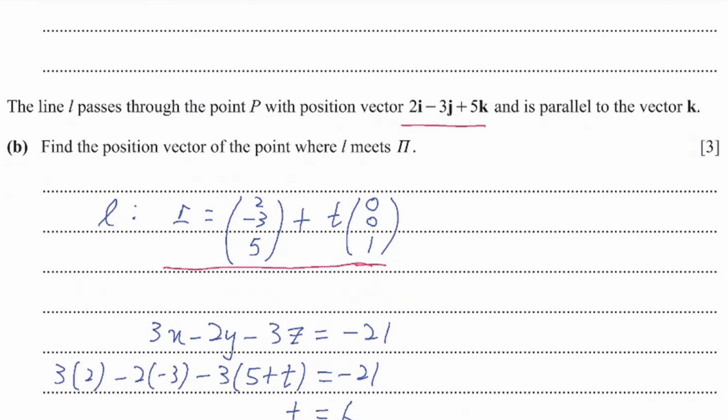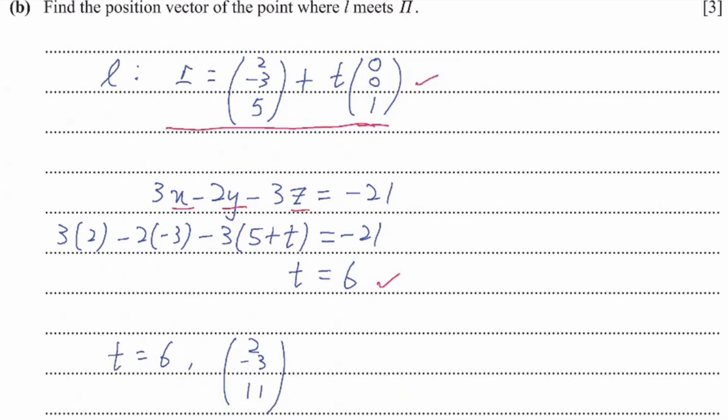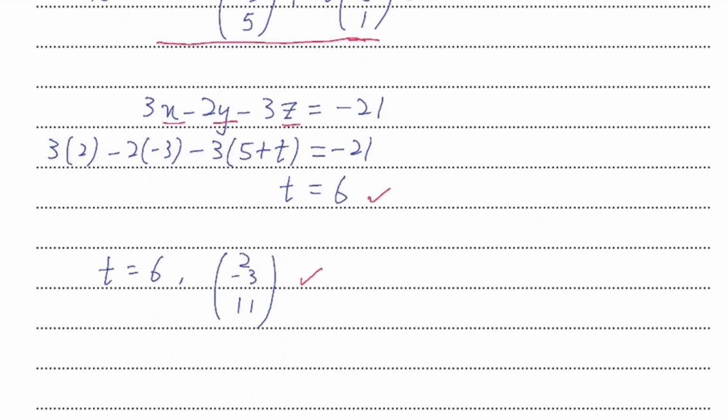To find the intersection is very straightforward here. That is to consider substituting the x, y, and z coordinates from the line into the equation of the plane. With that we can get the t value, such that when we substitute that into the equation of the line, it helps us find the position vector of the intersection. So this is the position vector of the intersection there. Until here is all right.